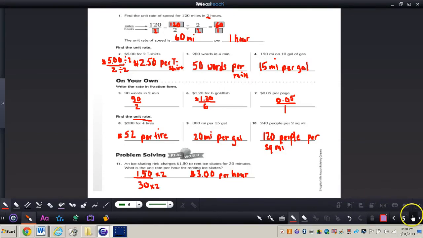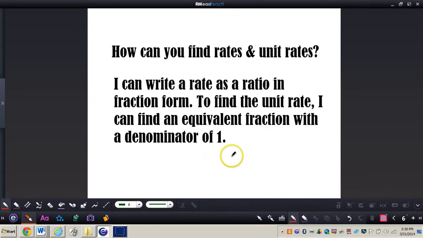Now let's take a look at our essential question. How can you find rates and unit rates? And the answer to that is I can write a rate as a ratio in fraction form. To find the unit rate, I can find an equivalent fraction with a denominator of 1. So this is how we find rates and unit rates.